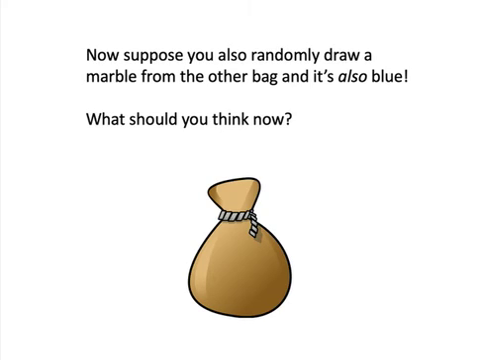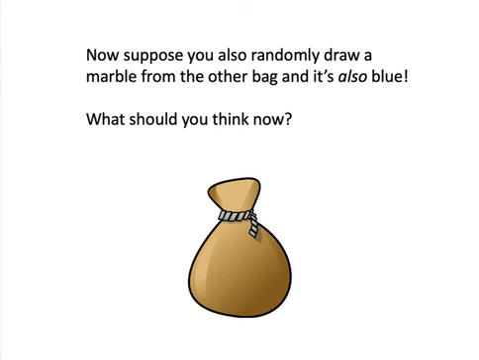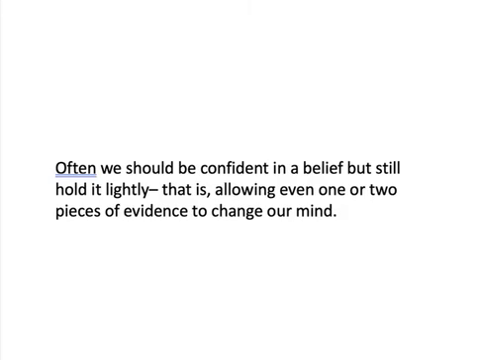So this is an example of having a high degree of confidence in something, okay? After you drew the first marble from the first bag, which was blue, you had a 99% confidence that that bag was Amy's. And that's a very high degree of confidence, but a very simple piece of evidence changed that rapidly, and you went all the way down to only 50% sure that the first bag was Amy's. So often we should be confident in a belief, but still hold it lightly, allowing even one or two pieces of evidence to change our mind.